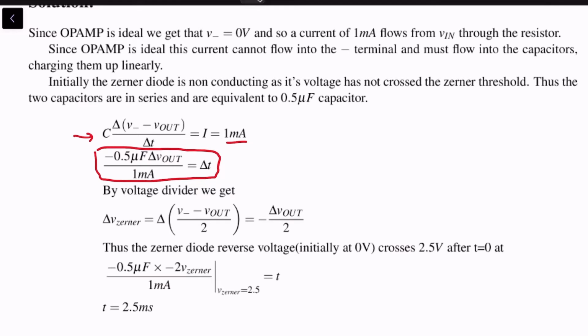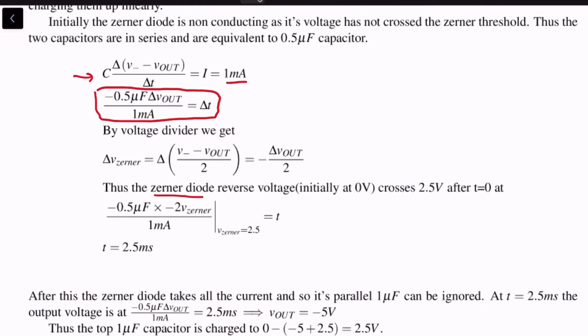And of course by the voltage divider of the two capacitors, V Zener is V minus minus V out by 2. So delta V Zener will just be the same. Bringing the delta inside, since V minus is not changing, it is constant, all you will get is minus delta V out by 2. So that is delta V Zener.